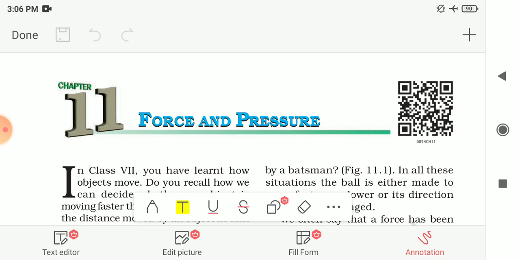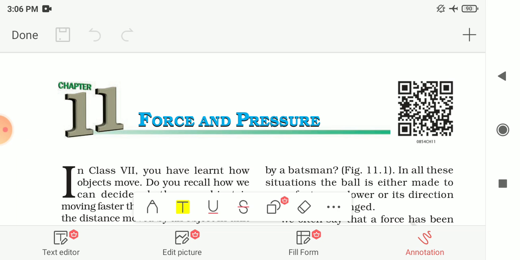Then we had seen the state of motion of an object is described by the speed and the direction of motion, or both. Next we had seen that an object may be at rest or in motion, so both of these are its state of motion. The force applied brings a change in the state of motion of an object. That is the effect of force on any object.